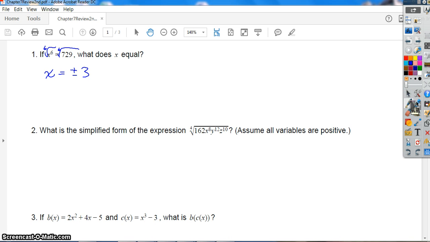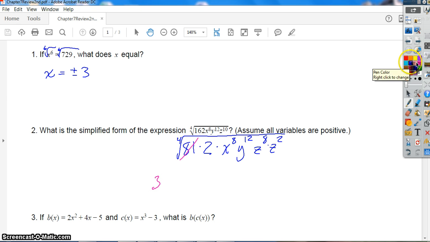Coming down here, for number 2, we're going to break 162 into 81 times 2. X to the 8 can stay as is, because x to the 8 is divisible by 4. Y to the 12, 12 is divisible by 4. And z to the 10th, I'm going to make z to the 8 times z squared. The reason I do this is so it's easy to pull out. So 81 is going to be 3.